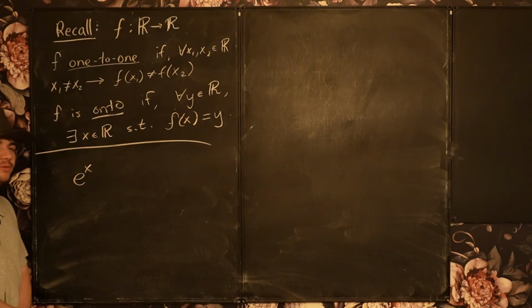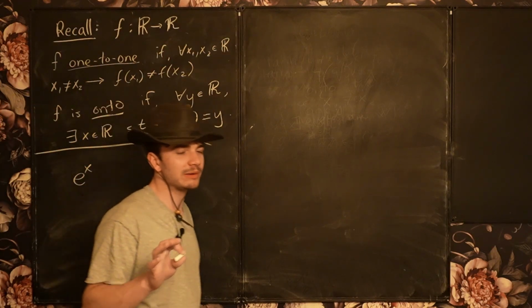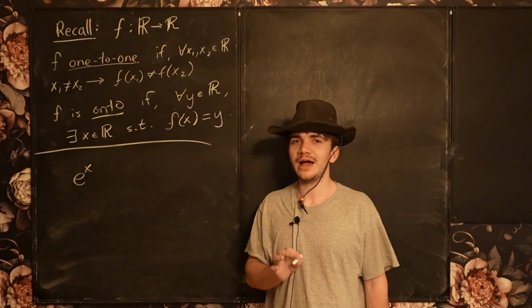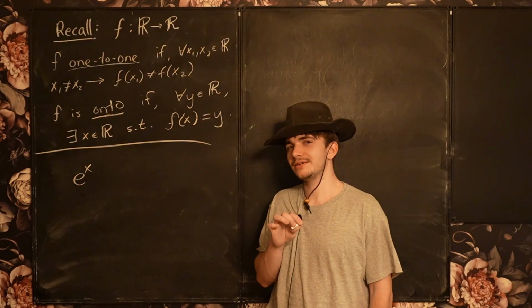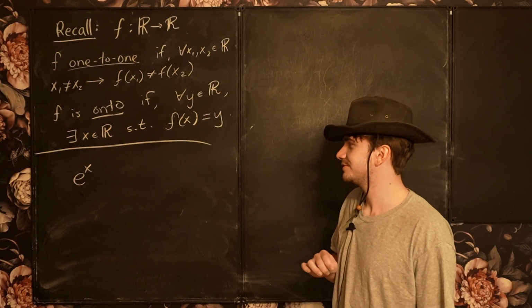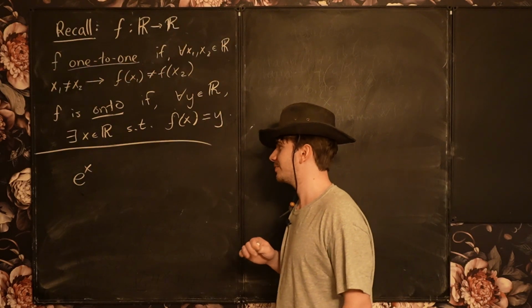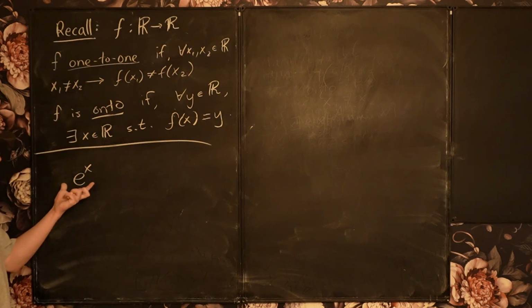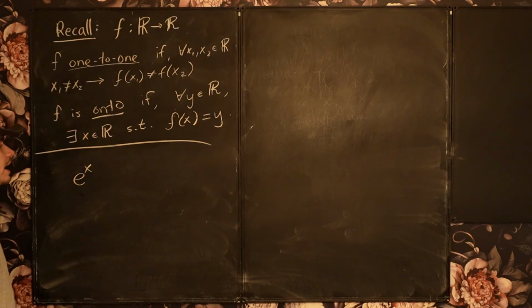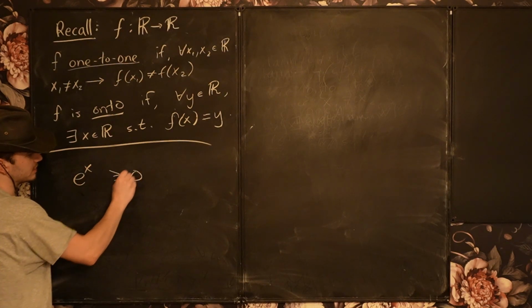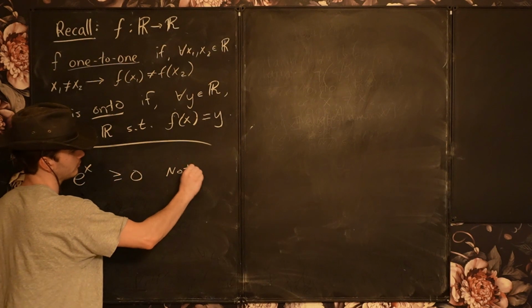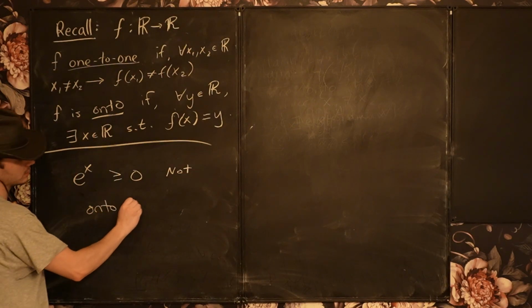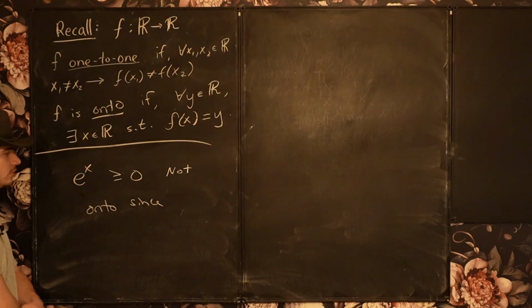I mean, I probably could. Maybe there's a few people that have gotten to this point in the video. And if you have gotten to this point in the video, then I commend you. Let's look at e to the x, and let's just give a first level proof of why it's 1 to 1 and not onto. So it's clearly positive, so it's not onto. Well, why is it positive?